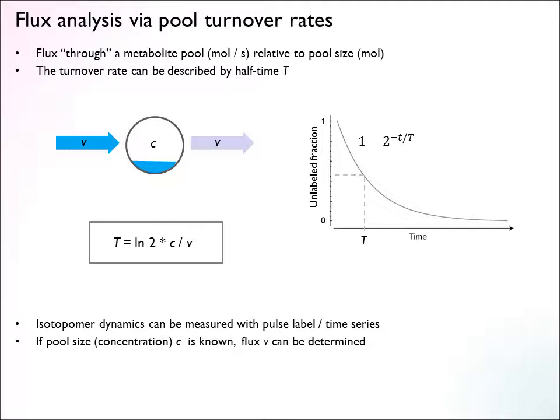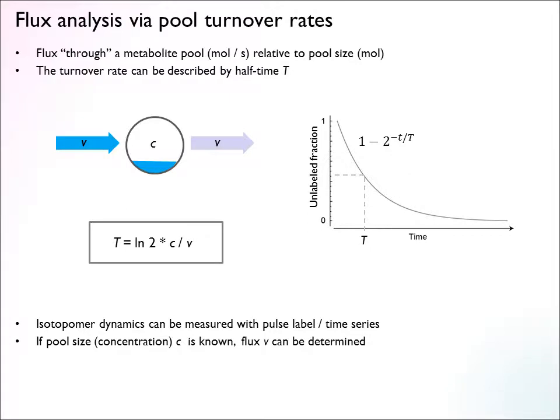So this is a different type of method. It still assumes that the metabolism is at steady state, so the actual size of this pool is not going to change over time, and the flux going through it is not going to change over time. But you watch how the isotope changes over time, and from that you can draw conclusions.